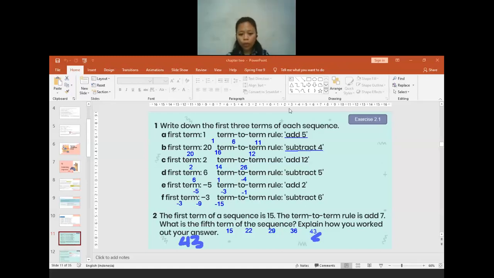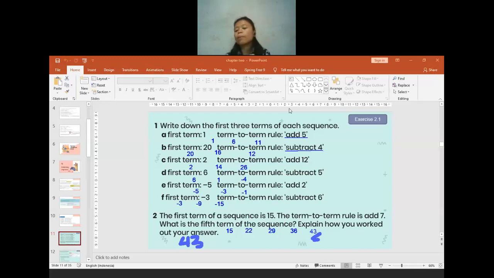Okay. So for my way, I just need to read the question properly. I need to find the first term. For question 2, I will explain from question 2 first. The first term of a sequence is 15, so I will write 15 first. After I write 15, I need to read the term to term rule. The term to term rule is add 7. So it means to find the next number, I need to add 7 to the previous number.